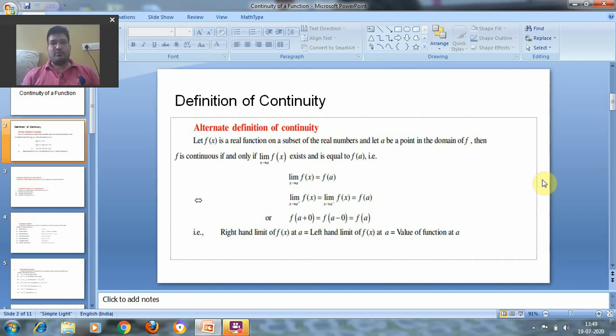It means, if you want to check whether any function f(x) is continuous at a particular point x equal to a or not, then you just find the value of f(a), and the right hand limit at x equal to a, and the left hand limit at x equal to a. If the right hand limit at x equal to a is equal to the left hand limit at x equal to a is equal to the value of the function at x equal to a, then we can say the function is continuous at that particular point x equal to a.